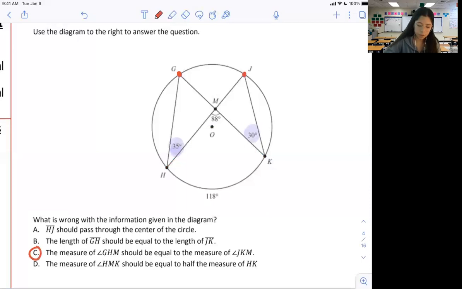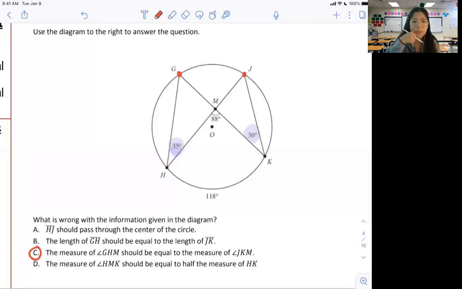Okay, JH does not need to pass through the center. There's no rule that tells me that. And in fact, if it passed through the center, then the angle measurement would not need to be equal anymore. So it doesn't need to pass through the center. There's no rule that says that.